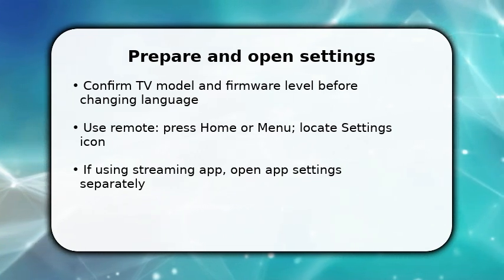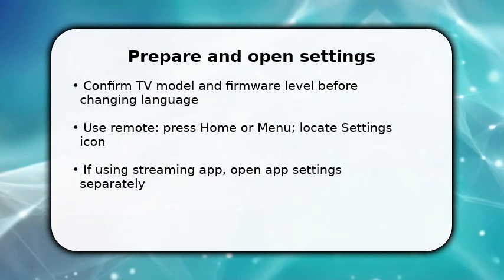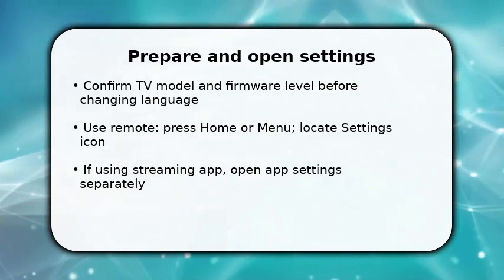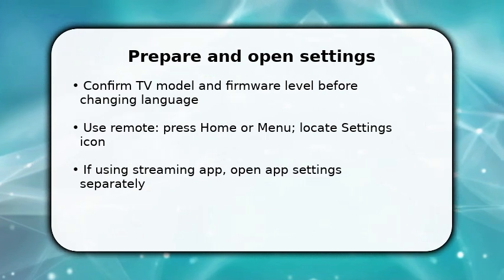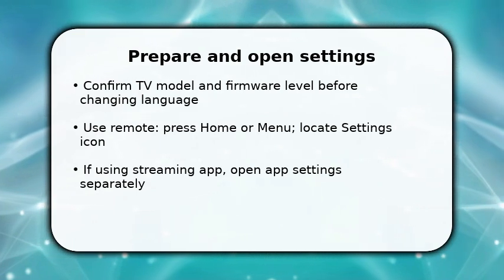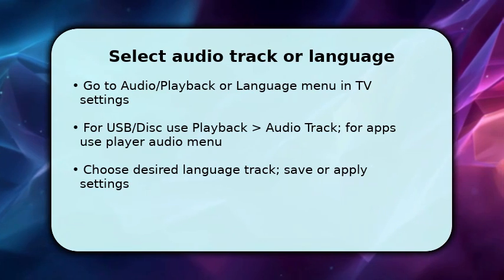Once done, make sure the TV's audio track options are available. Some apps and USB files carry embedded tracks. If you plan to change language inside a streaming app, open that app now and go to its playback or audio/subtitle settings so you won't have to switch. Now you navigate to audio, playback, or language options.